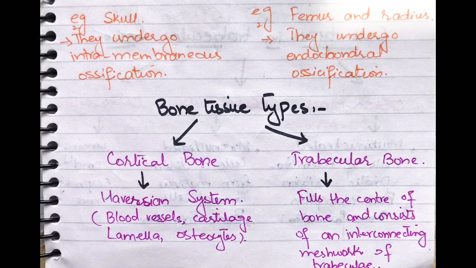When we look at the trabecular bone, it fills the center of the bone and consists of an interconnecting meshwork of trabeculae that are separated by spaces, and these spaces are filled with bone marrow. And as we know, bone marrow is mainly involved in hematopoiesis.